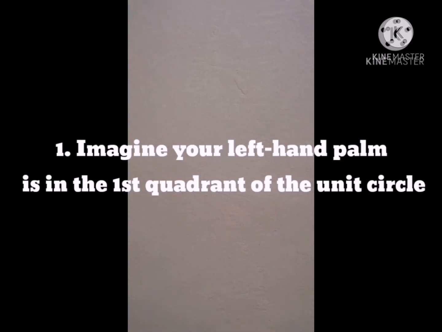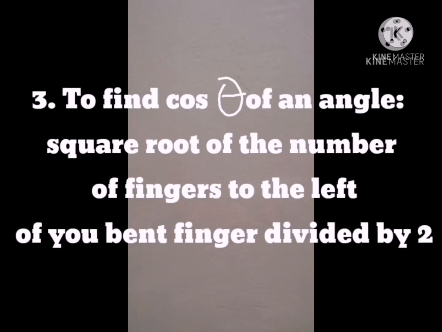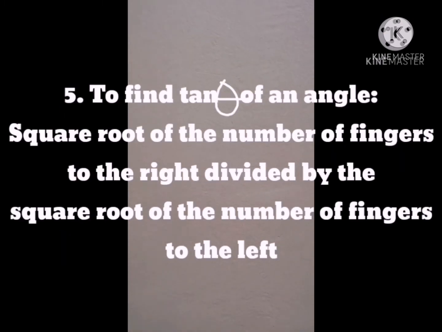First, imagine your left hand palm is in the first quadrant of the unit circle. Second, lower the finger that represents the desired angle. Third, to find cos theta of an angle, square root of the number of fingers to the left of your bent finger divided by 2. Fourth, to find sine theta of an angle, square root of the number of fingers to the right of your bent finger divided by 2. And lastly, to find tan theta of an angle, square root of the number of fingers to the right divided by the square root of the number of fingers to the left.